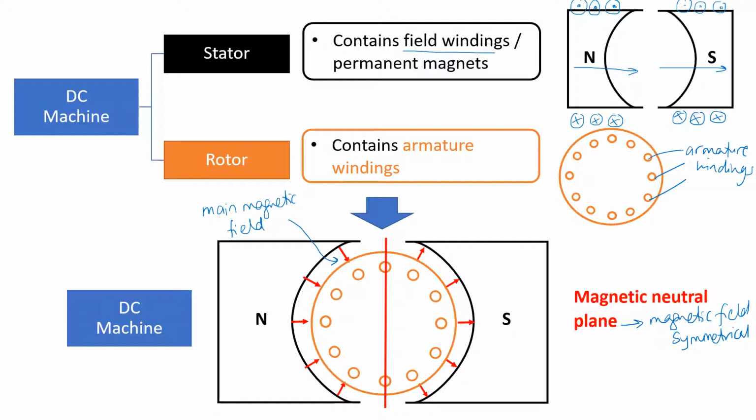And at the magnetic neutral plane, the coils on the neutral plane would have zero induced voltage in them because the magnetic field at that point is zero. And on the same note, due to the zero magnetic field at the magnetic neutral plane, there will be no induced voltage and no induced torque.